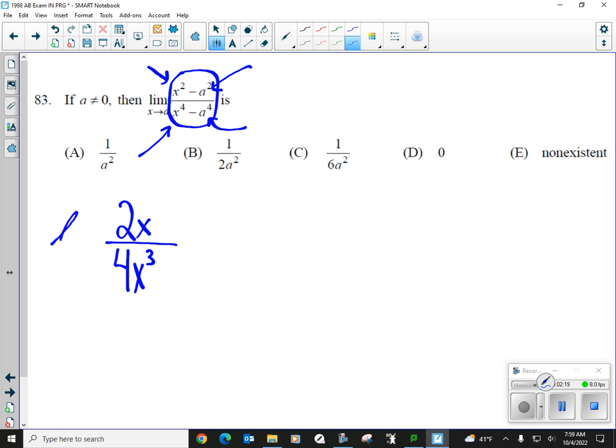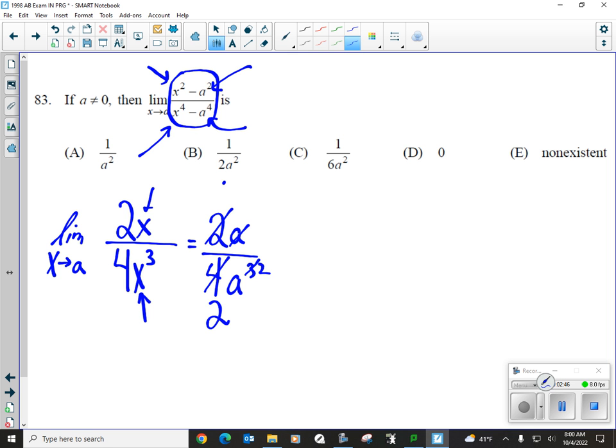Now I can try and take the limit again. I can cancel now, I can reduce my fraction now or plug the a in now. It doesn't matter. Let's just plug the a in now. I have 2a over 4a cubed. I put my a in for my x's. I can reduce. 1a goes away. I now have a squared. 2 goes into 4 twice. That leaves a 1 up here. So I have 1 over 2a squared.